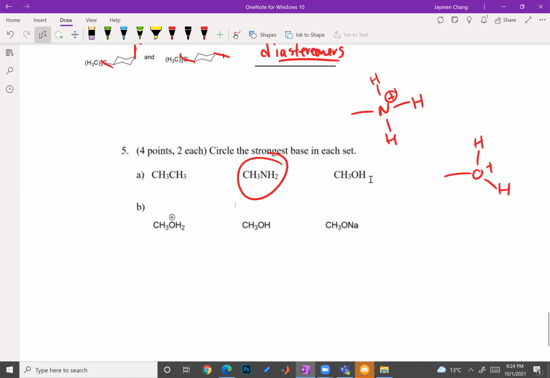Now we look over here. This has a plus charge. This is neutral. And this is actually going to be negative because CH3O minus and Na plus is an ionic bond. So this is going to be our strongest base.